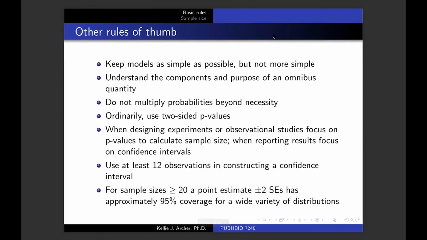Related to this, for sample size greater than or equal to 20, a point estimate plus or minus 2 standard errors has approximately 95% coverage for a wide variety of distributions.